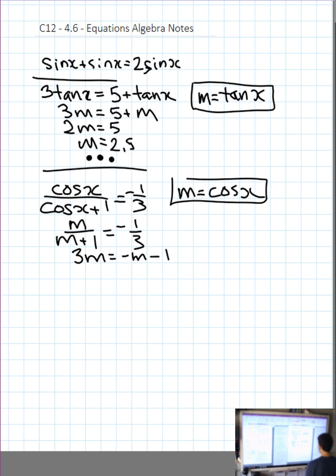So what will I do with that? Well, I'm going to add m to both sides, so I get 4m equals negative 1. And then I'm going to divide both sides by 4, and I get negative 1 over 4. And you guessed it, dot, dot, dot. I'm going to put cos back in for m, and then cos x is equal to negative 1/4. And then I'm going to draw an ASTC graph, and I'm going to put 2 triangles where cosine's negative.